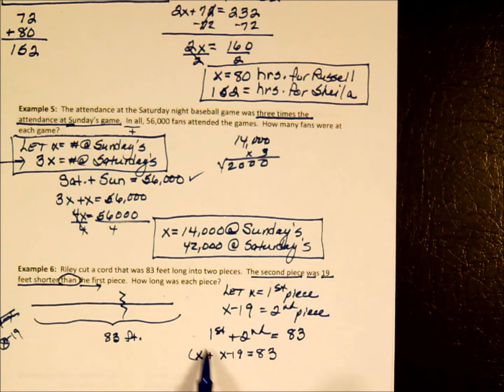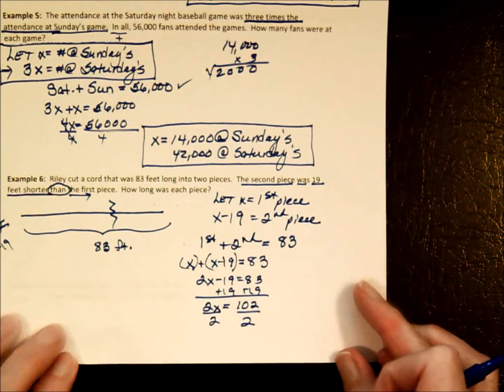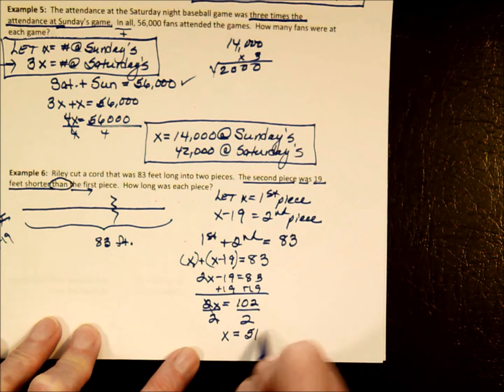So here's the first, here's the second. Notice it's not just x minus 19. That doesn't make sense. All right, I'm now going to combine like terms. So 2x minus 19 equals 83. I'm going to add a 19 to both sides. So 2x equals 102. We divide by 2. Let me move this up so you can see what I'm doing. We divide by 2, and I get x equals 51 feet.